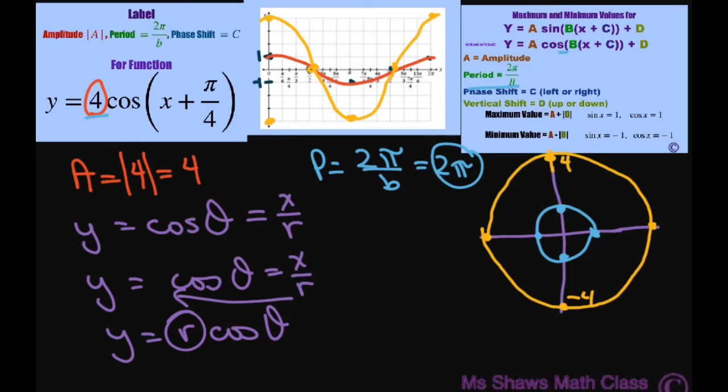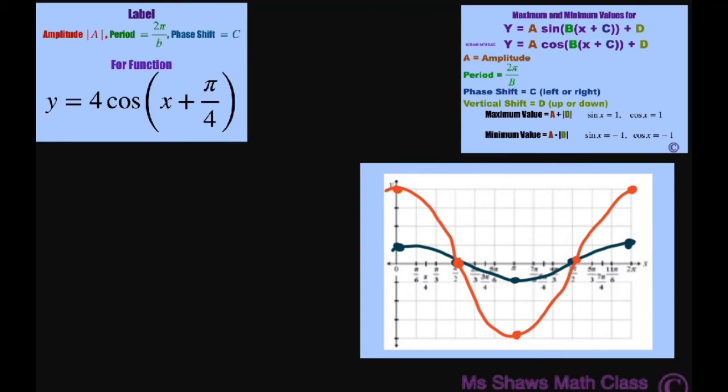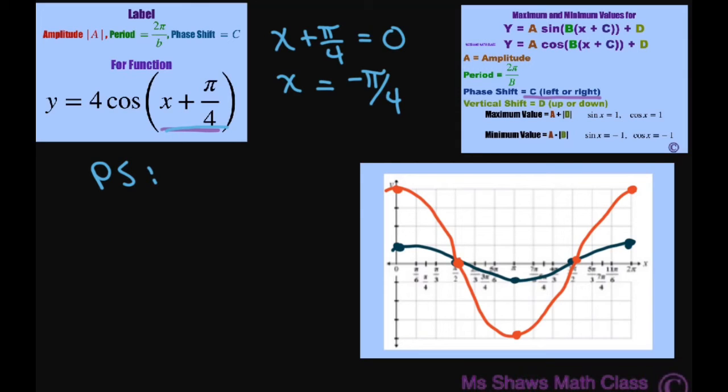All right, now the phase shift is given here. So basically, let's talk about the phase shift. All you do for the phase shift is you take this quantity. It's just your horizontal shift. That's all it is. So just like you do with regular functions, for your horizontal shift, you set this to 0. So you have x equals negative pi divided by 4. So your phase shift, you could say, is negative pi divided by 4. You can also say that it's going to be pi divided by 4 radians to the left.